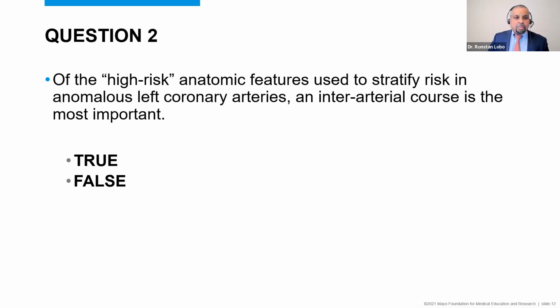Of the high-risk anatomic features used to stratify risk in anomalous left coronary arteries, an interarterial course is the most important. Is this true or is this false? I'm going to launch the question right here. Please go ahead and answer it.